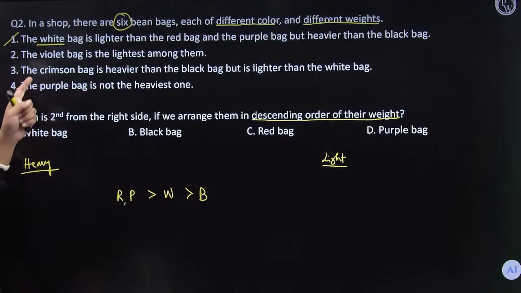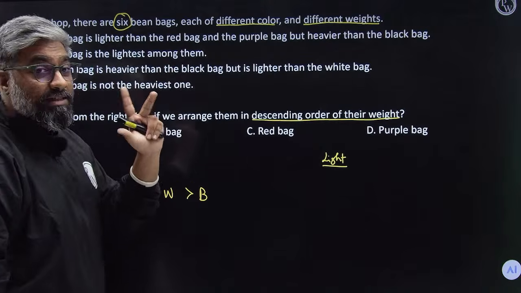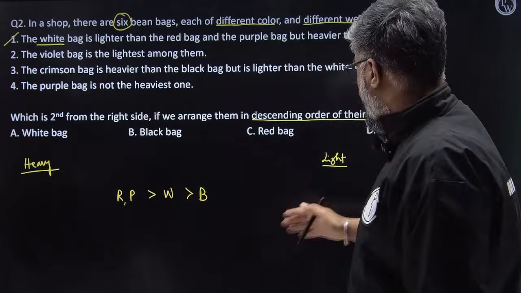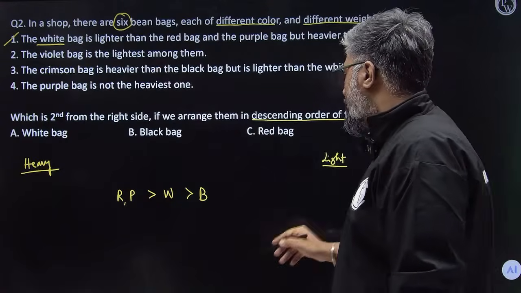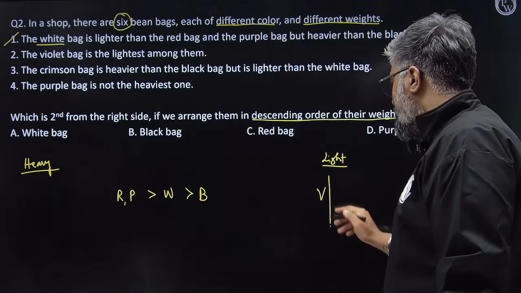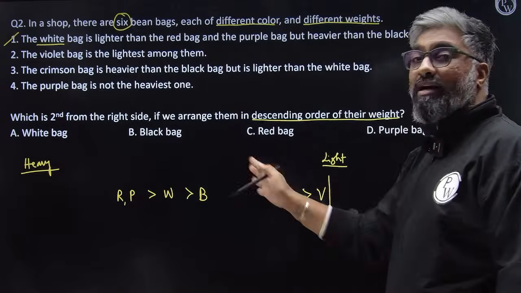Next. The violet bag is the lightest among them. This is really good for us. Since there are 6 bags, we know that the lightest bag has to be the violet one. There is no bag which is lighter than violet. Every other bag is heavier than violet only.